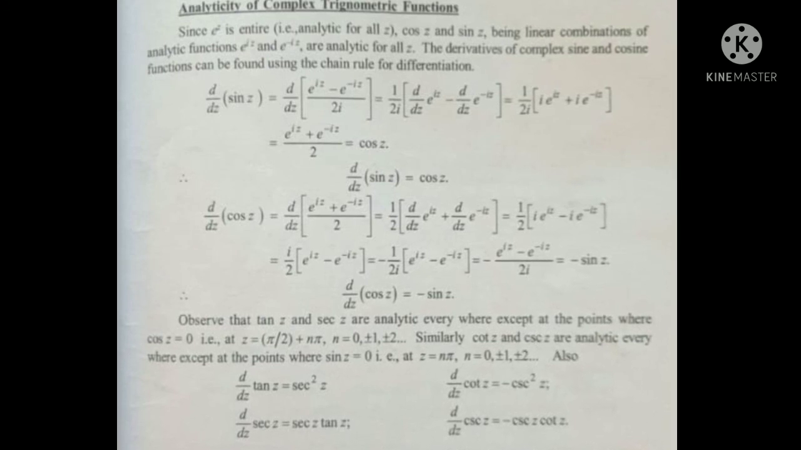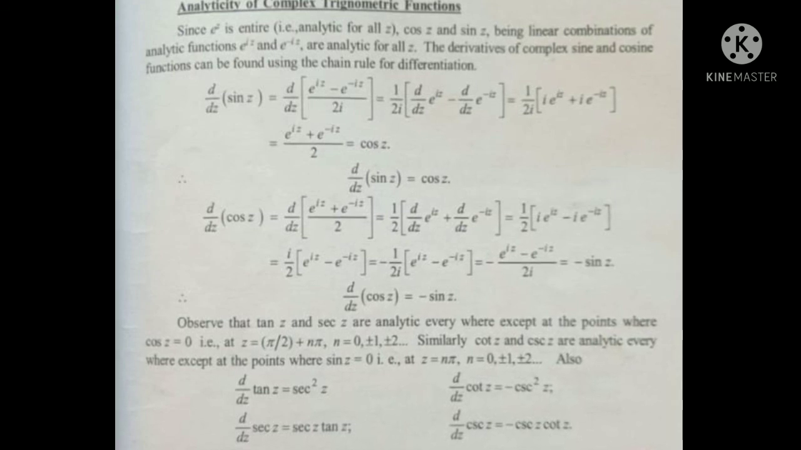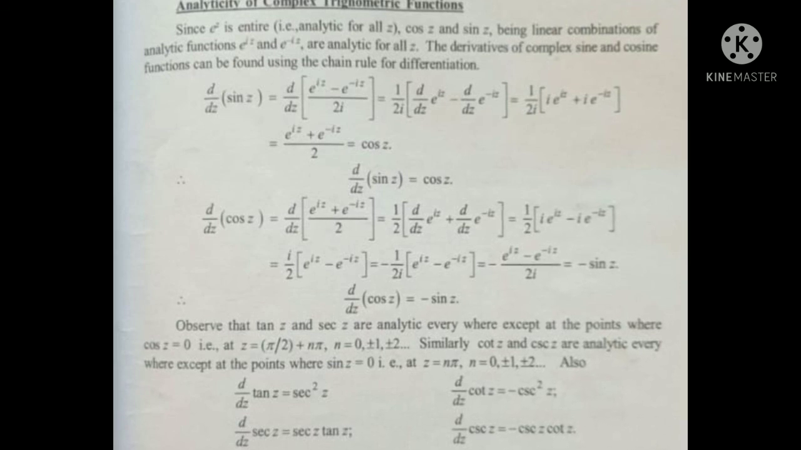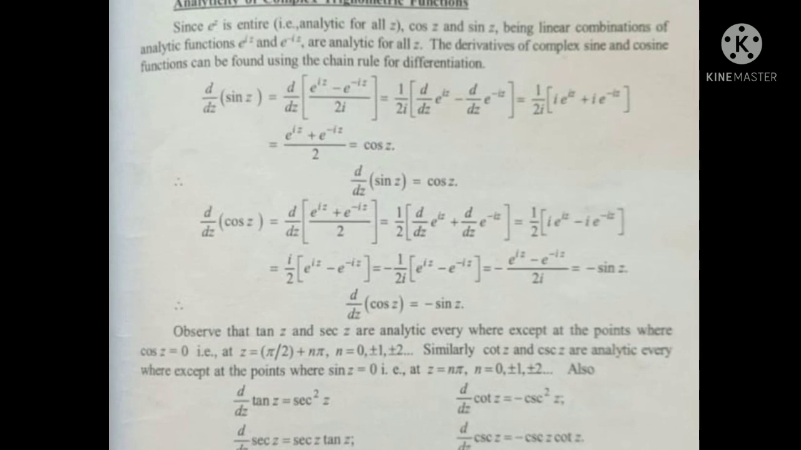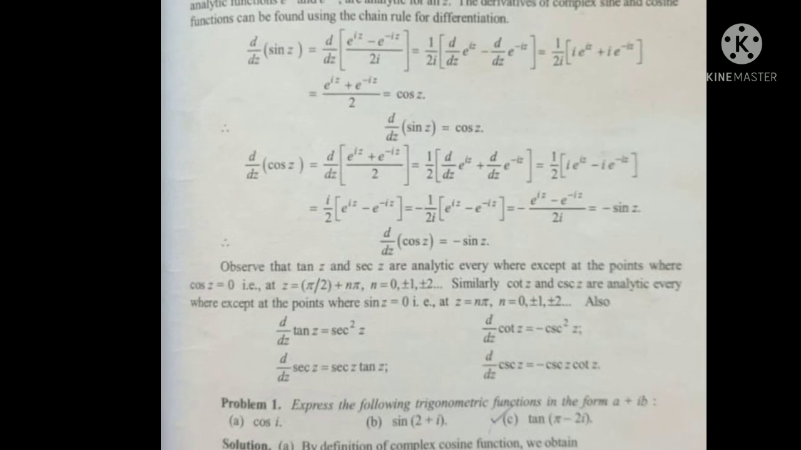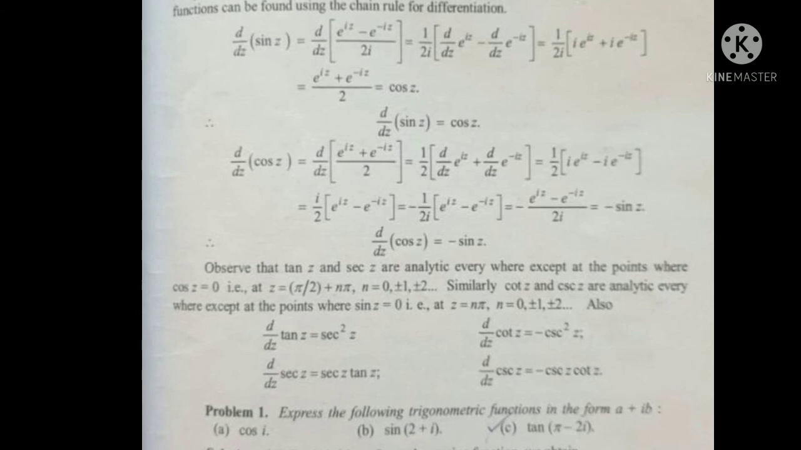Like this, tan z and sec z are analytic everywhere except at the points where cos z, that is the denominator of tan, equals 0. cos z equals 0 when z equals pi by 2 plus n pi, where n equals 0, plus or minus 1, plus or minus 2, etc. Similarly, cot z and cosec z are analytic everywhere except at the points where sin z equals 0, that is z equals n pi, where n equals 0, plus or minus 1, plus or minus 2, etc.